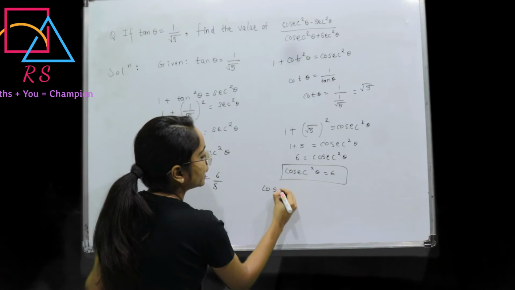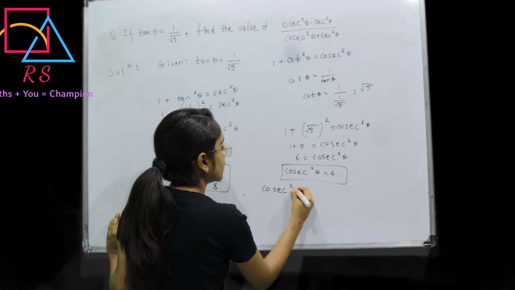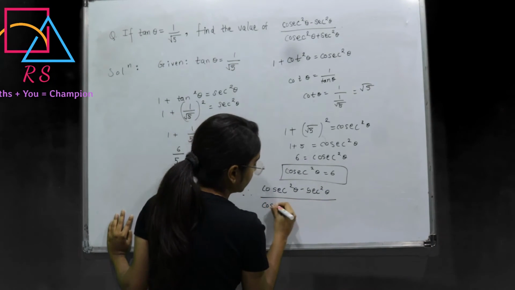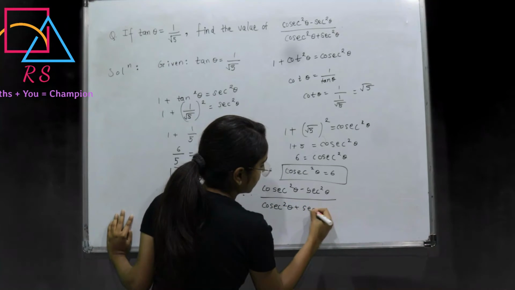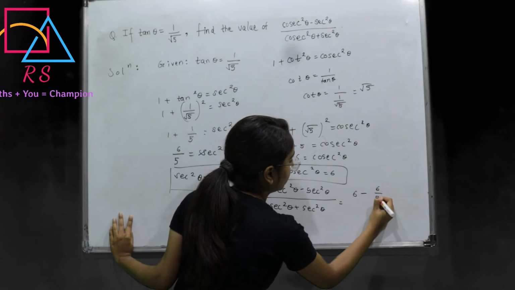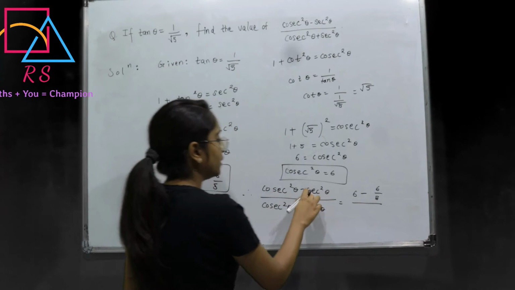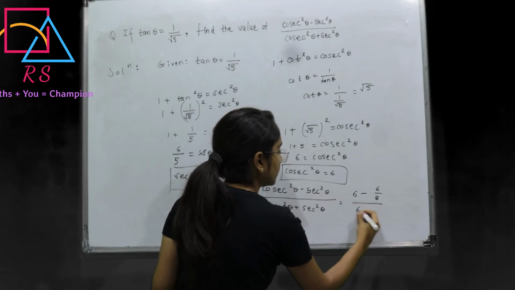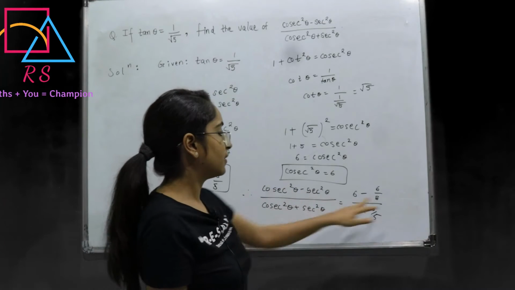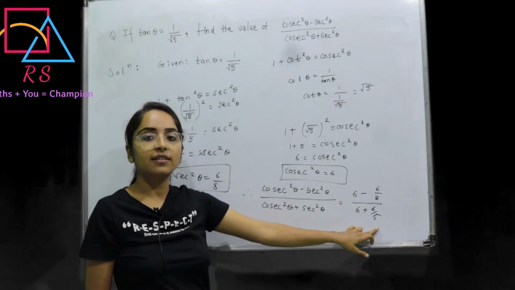First of all, you need to write the equation. Therefore, cosec square theta minus sec square theta upon cosec square theta plus sec square theta, which is 6 minus 6 upon 5. Put the value of cosec square theta and sec square theta. We get the further equation as 6 plus 6 upon 5. Cosec square theta has value 6, sec square theta is 6 upon 5. Further down here also, cosec square theta is 6, sec square theta is 6 upon 5.